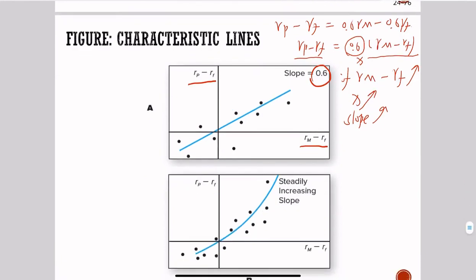That's exactly what we get from the second picture, this one. You can see that if the excess return of the market is larger, the slope of the curve increases. So if a manager can time the market, then we expect the slope to increase as the market return increases. And if the slope increases faster, then this manager has a better skill in timing the market.